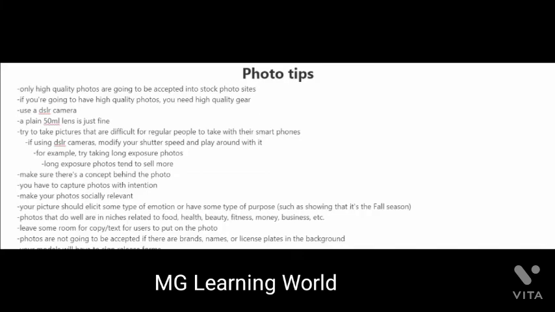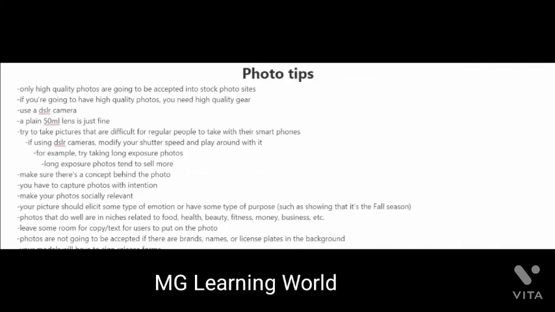Now here are some quick photo tips for you. Only high quality photos are going to be accepted into stock photo sites. So if you want to have high quality photos, you need high quality gear. So I highly recommend that you use a DSLR camera, and a plain 50mm lens is just fine. Now you're going to want to try to take pictures that are difficult for regular people to take with their smartphones. And if you are going to be using DSLR cameras, try modifying your shutter speed and try to play around with it. For example, you could try taking long exposure photos. Long exposure photos tend to sell more.